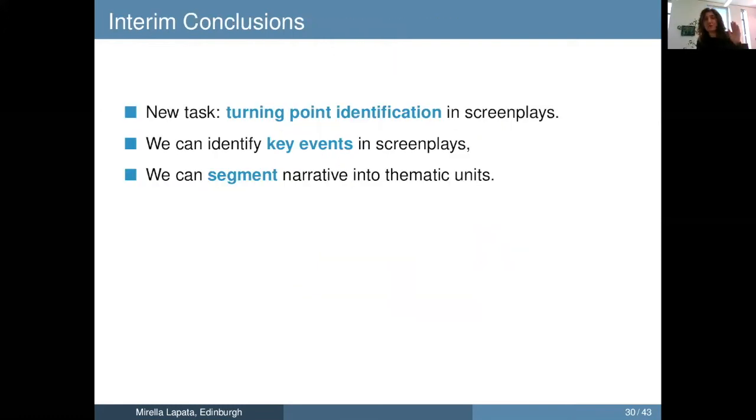So far I've talked about how we identify these turning points in screenplays. We're assuming that the different turning points represent major events that happen in the movie, and they help us segment the narrative into thematic units. And you can see already how you can create things in a more personalized vein. You can, for example, show somebody only the opportunity, or only the climax, and so on and so forth. So you have more information already.